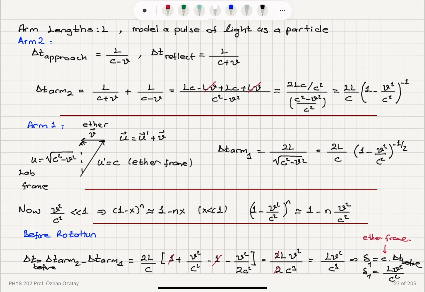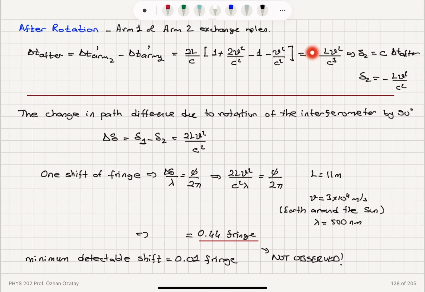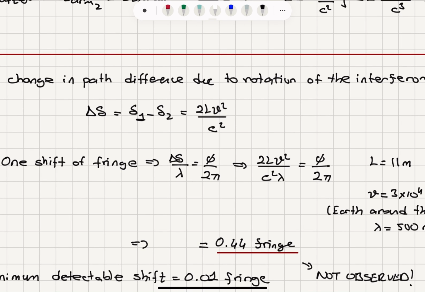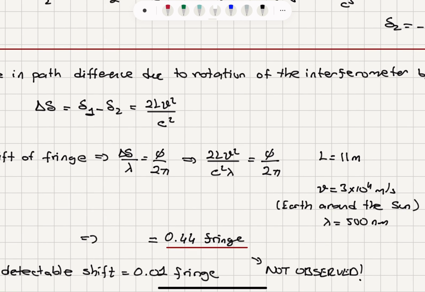So here we had Lv square over c cube. Now it's going to become minus Lv square over c cube. And the path difference now, c times delta t after, will be minus Lv square over c square according to the ether reference frame. So the change in path difference due to the rotation of the interferometer by 90 degrees will be the path difference in the first scenario minus the path difference after rotation, which will be 2Lv square over c square. Alright, so one shift of the fringe will have the path difference divided by lambda equals phase difference divided by 2 pi. The path difference is 2Lv square over c square divided by lambda, that is phi over 2 pi.